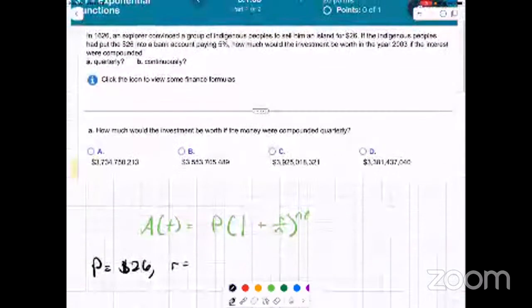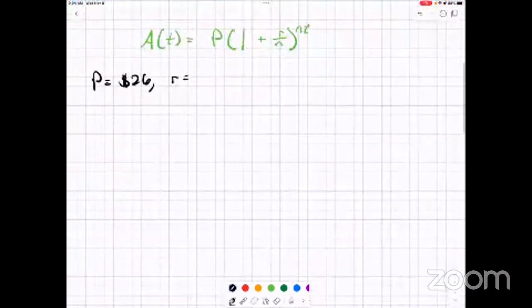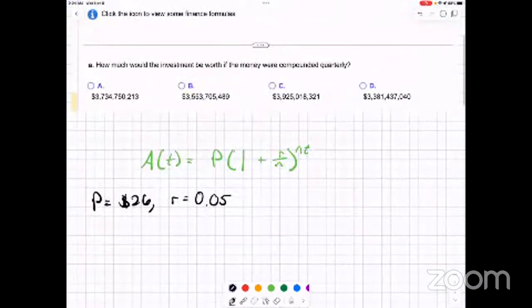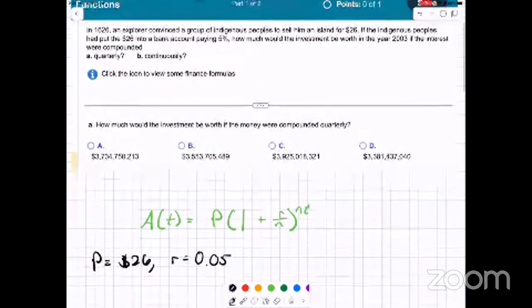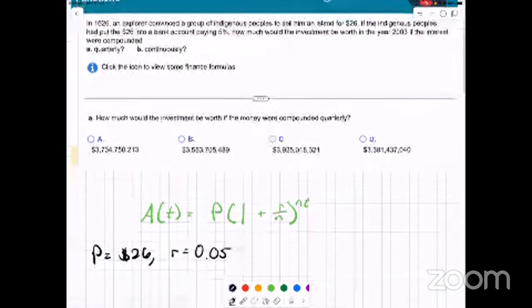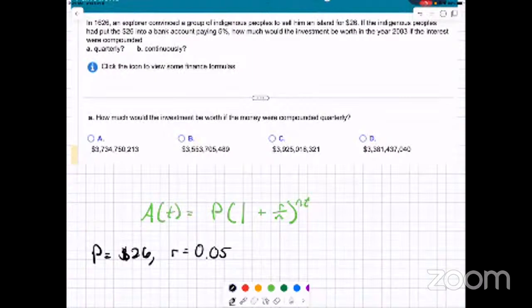Now we're going from 1626 to 2003. Hey Siri, what's 2003 minus 1626? 2003 minus 1,626 is 377. Years?